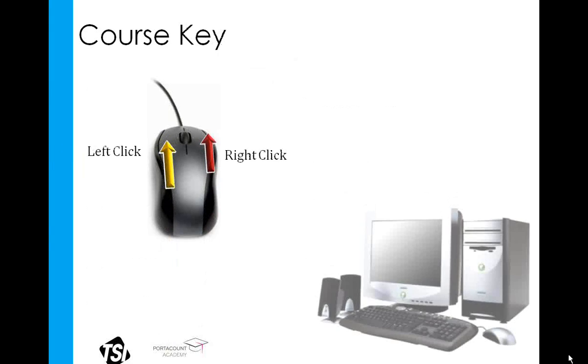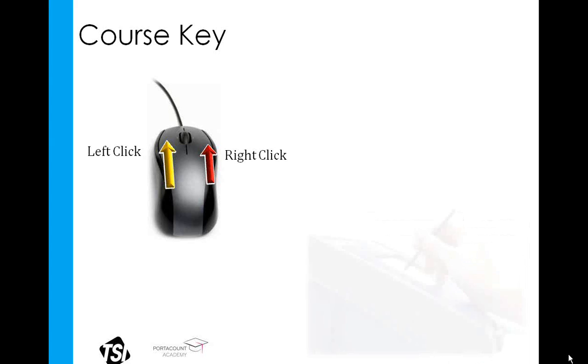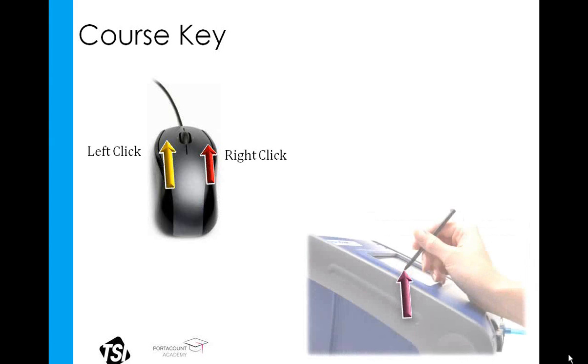Now, during the presentation, you're going to see these arrows appear. The yellow arrow represents a left mouse click with your computer mouse, and the red arrow represents a right mouse click with your computer mouse. You're also going to see this purplish arrow appear. This represents a press on the touch screen of the PortaCount itself.